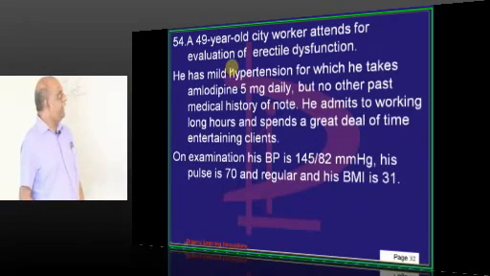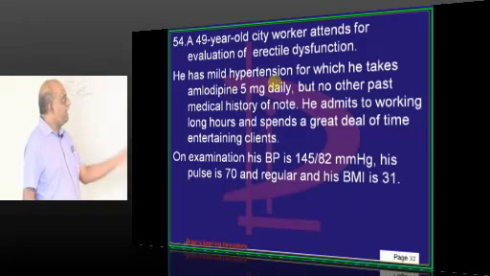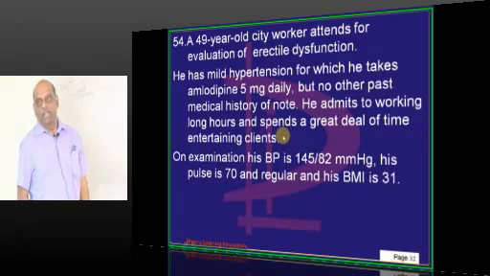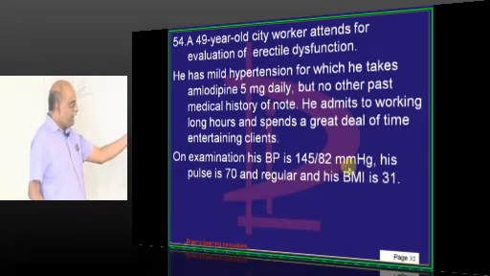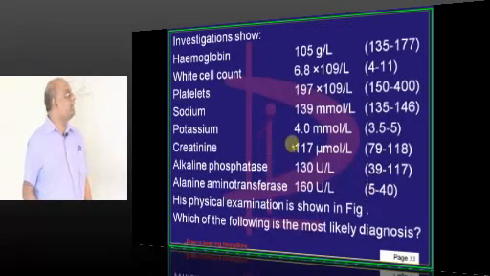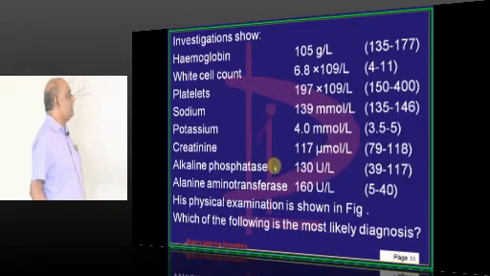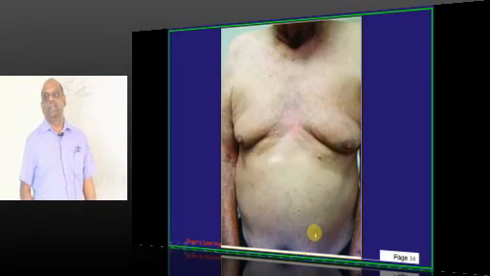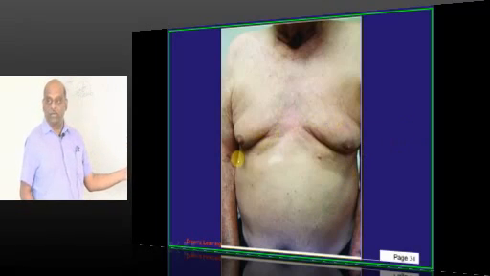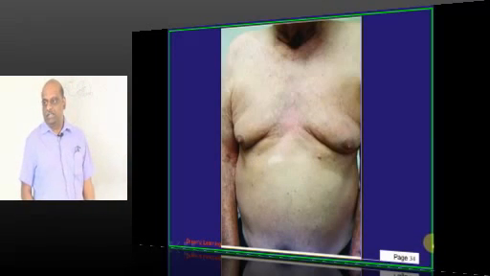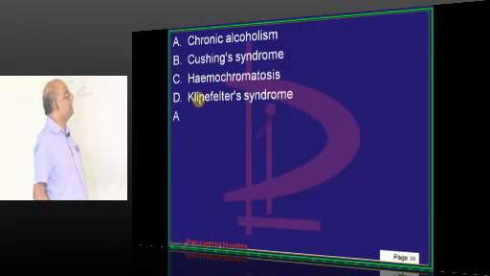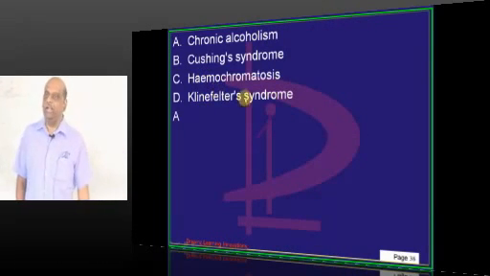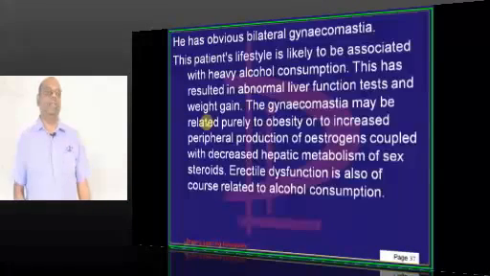A 49-year-old has erectile dysfunction. He is taking amlodipine, and he admits that he works long hours entertaining the clients. His BP is 145/82, BMI is 31, and investigations were given to you, and his physical examination is being shown. So what do you see in the physical examination? Classically, bilateral gynecomastia along with erectile dysfunction, along with elevated liver enzymes, suggestive of alcoholic liver disease, chronic alcoholism is what you need to remember.